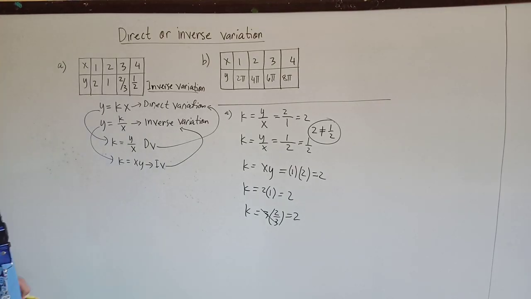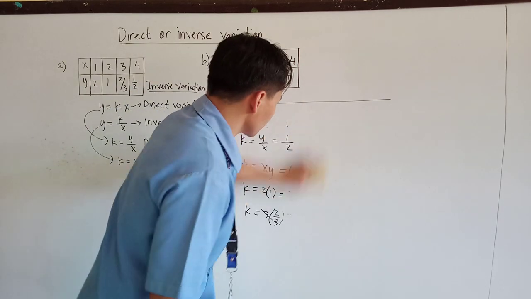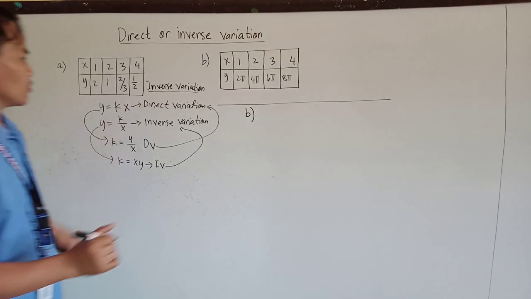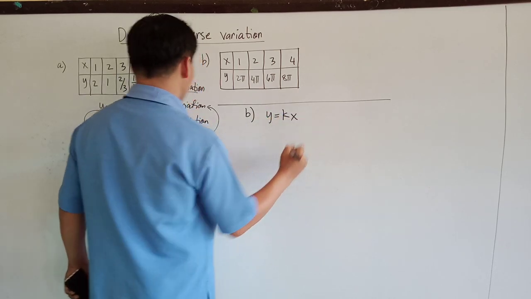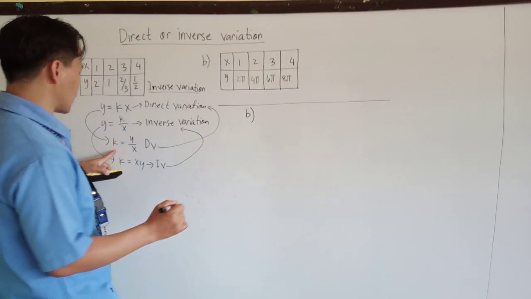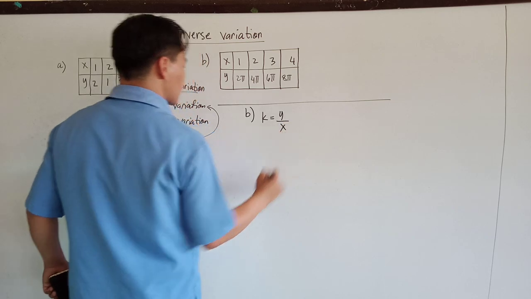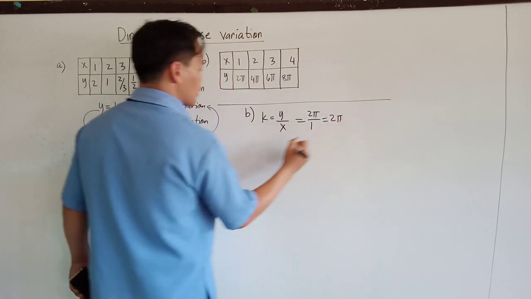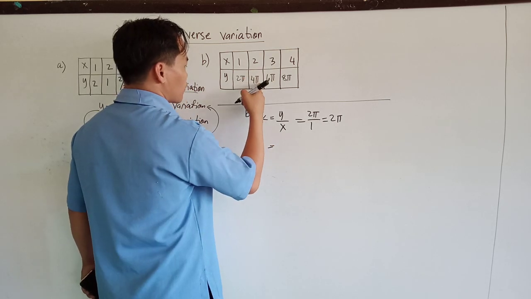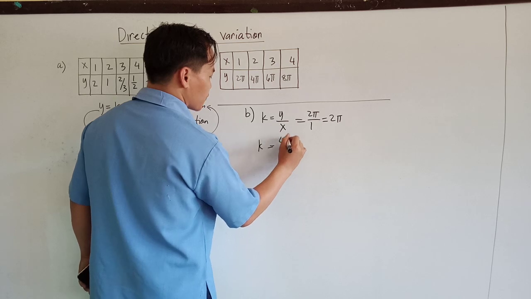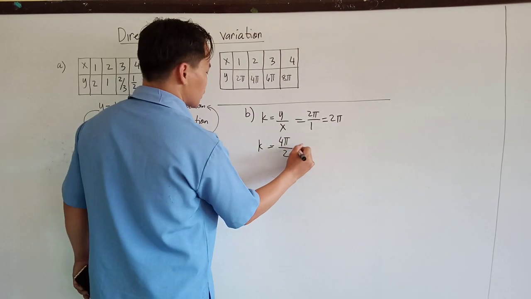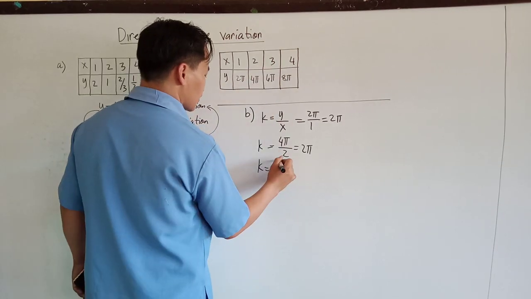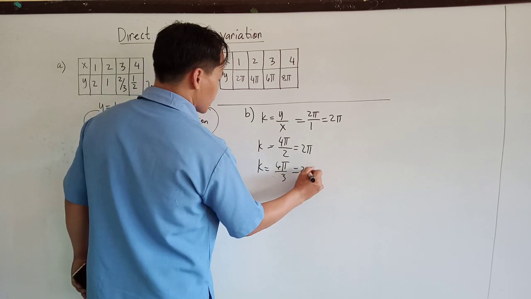Okay, let us proceed now to letter B. So I have to erase this one for letter B. Let us first use k is equal to y over x. The value of y in here is 2 pi. 2 pi over 1 is equal to 2 pi. Next, the value of k is 4 pi over x, where the value of x is 2. The answer is 4 pi divided by 2, which is still 2 pi. Next, the value of k is 6 pi over 3. Still the answer is 2 pi.